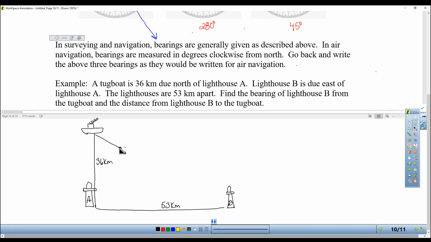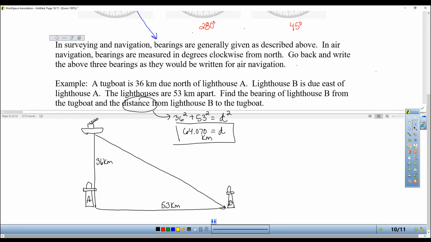So the distance is definitely easier to find. For this distance, you can just use the Pythagorean Theorem. So 36 squared plus 53 squared is going to give me that distance squared. And if you do that math out on your calculator, you will get 64.070 kilometers.